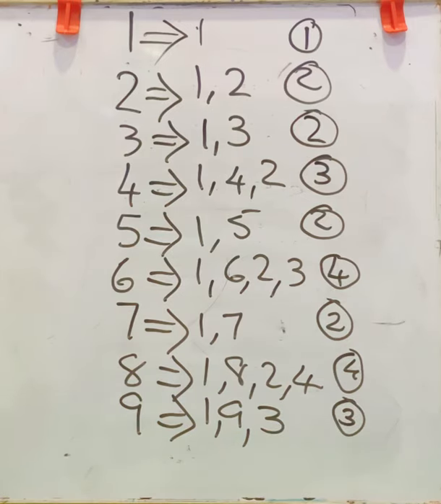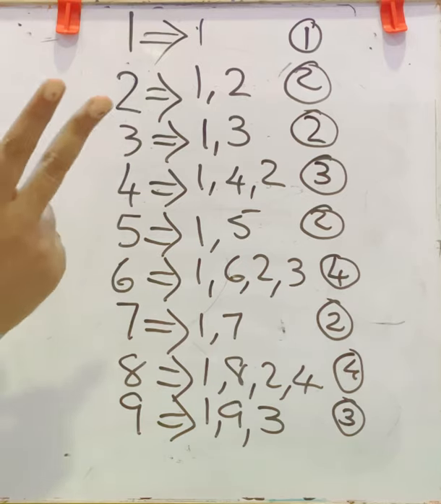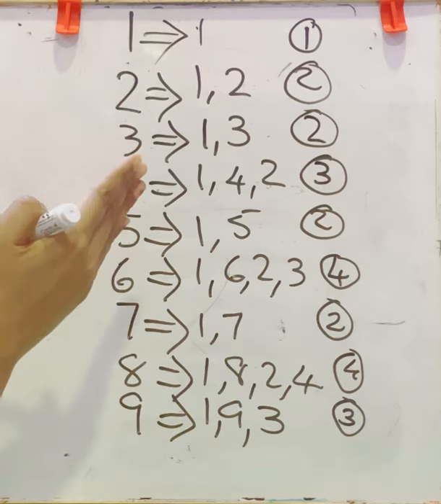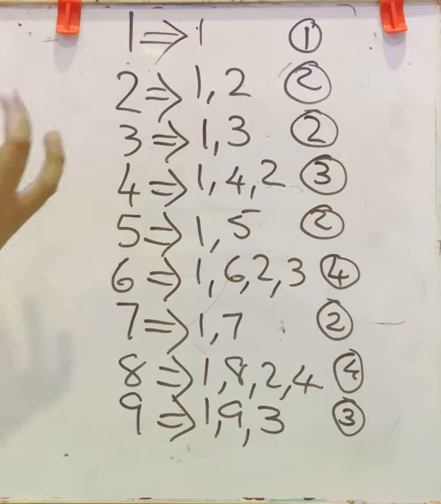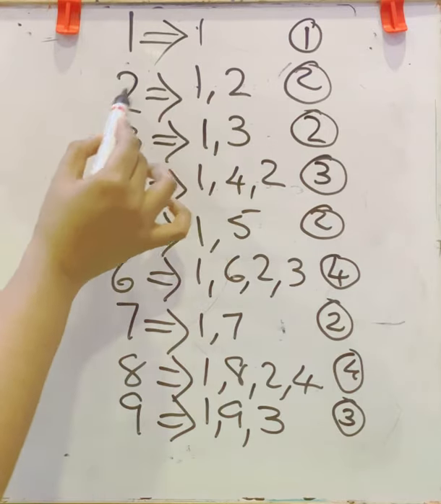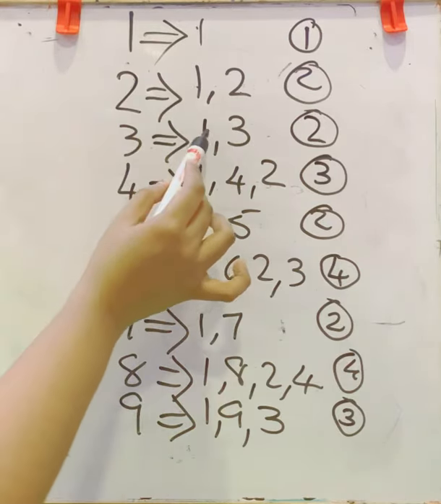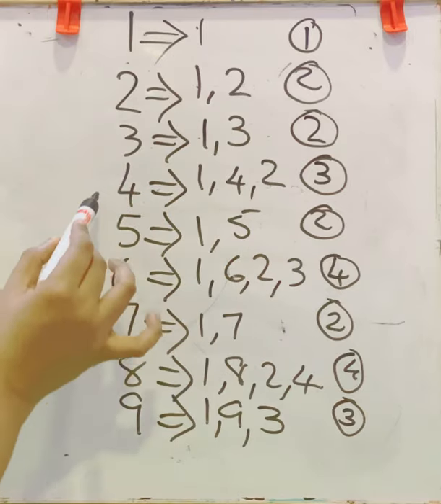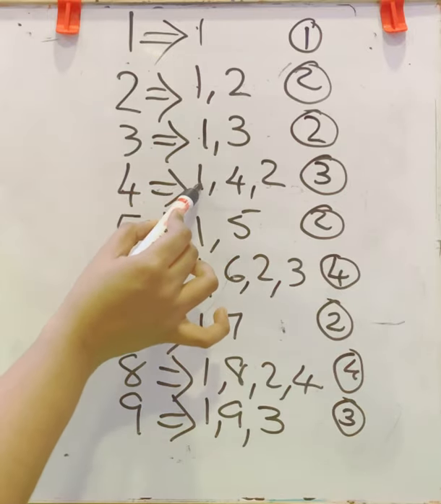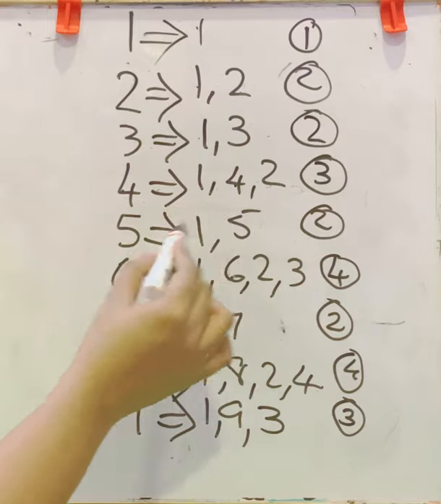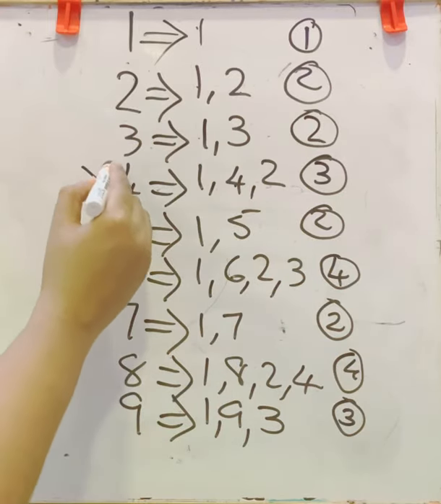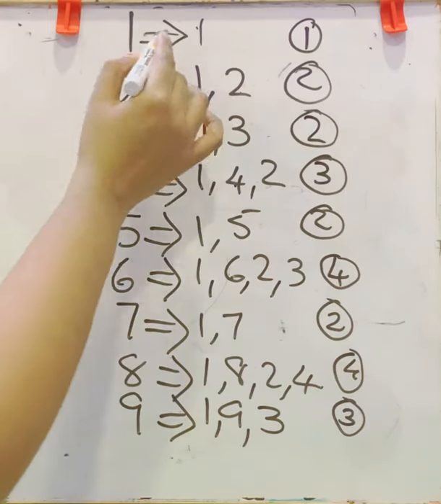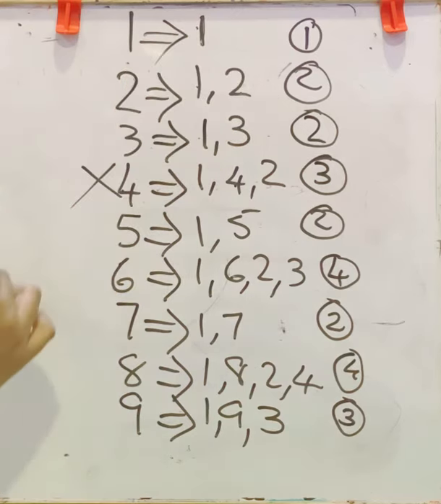So, a prime number means a number that has only 2 factors, that is, that number itself and 1. Here for 2, we have 1 and that number itself. For 3, 1 and that number itself. But for 4, it has 1, 4, 2, so 3 factors. So this is not prime. Here we have only 1 factor, so it is not prime.